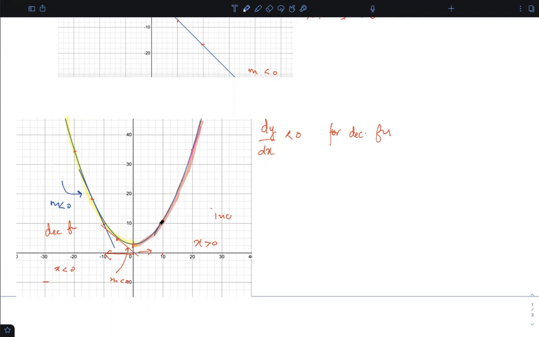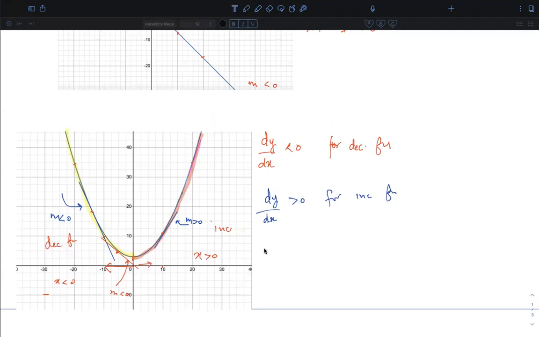At this point, if I try to draw a tangent line, again, this line goes up and has a positive gradient. So if the gradient of the tangent is positive, that means the gradient of the curve is also positive at this point. So dy dx, the derivative of the curve, will be positive for increasing functions. More precisely, on an interval where the function is increasing, its derivative is positive.